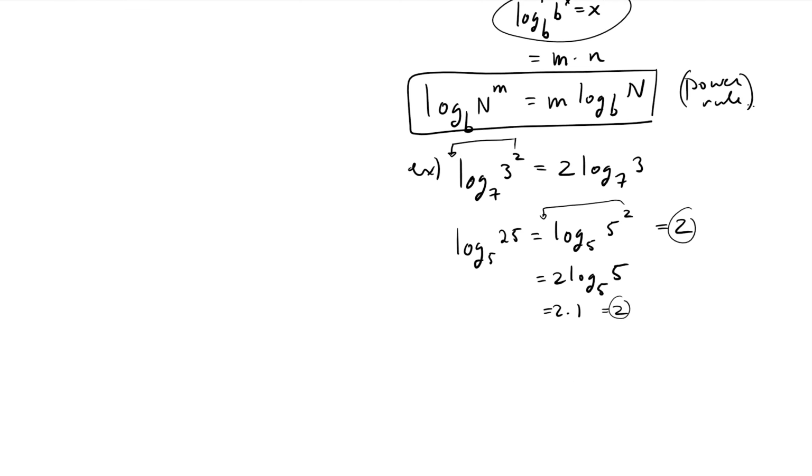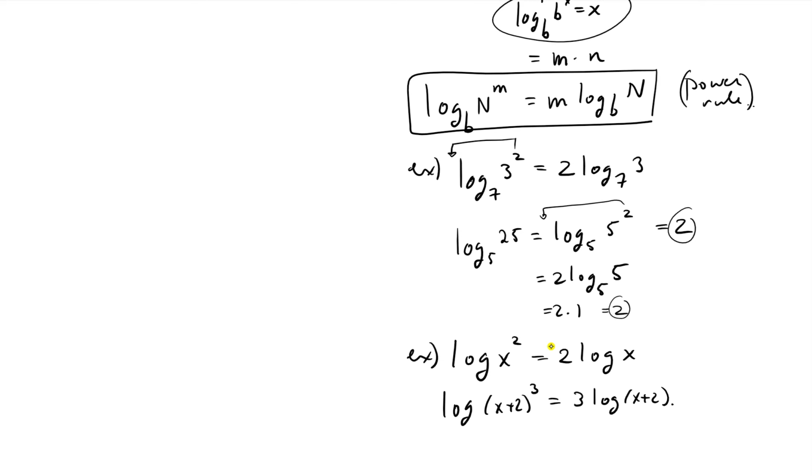Now, doing this property reminds me of something else I'll mention right after this other example. So if I've got a log of x squared, that means I can bring the 2 in front. So it's 2 log of x. And if I've got log of x plus 2 cubed, I can bring the 3 in front like that. So it allows me to simplify my algebraic expressions if I've got log of a power.